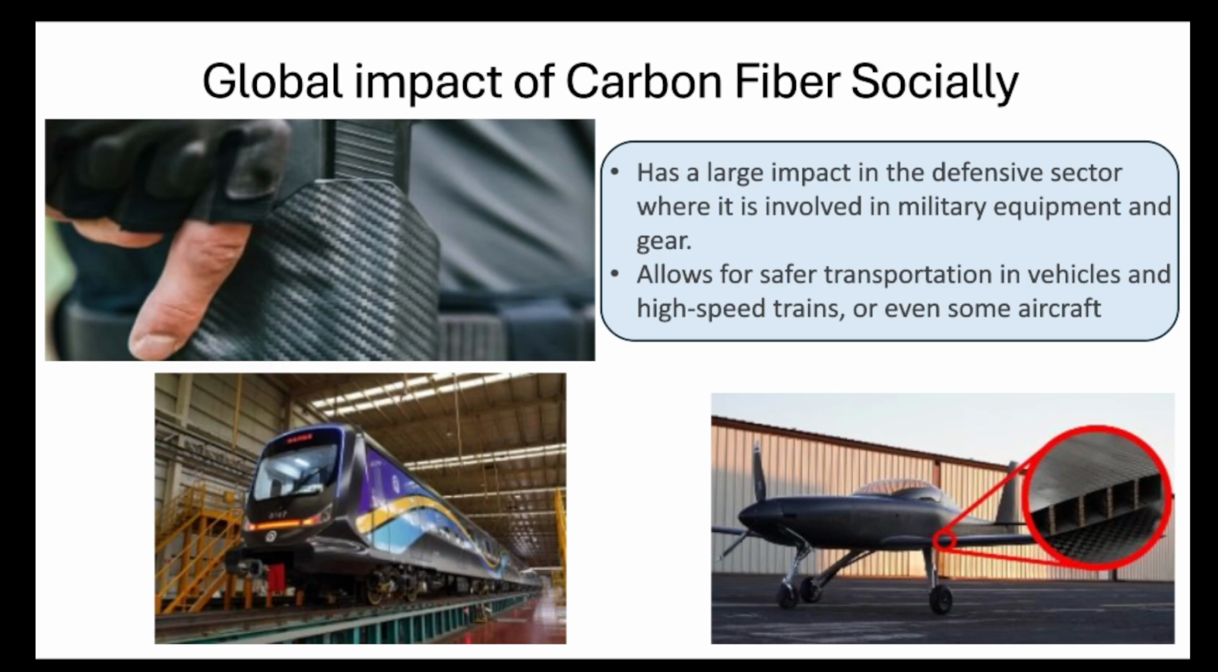So we start here with our global impacts of carbon fiber. And this comes socially, as it is first used in the defensive sector, where it is involved in military equipment and gear. And it's shown here, anything from holsters to body armor to even actually guns. It's used in guns to make them lighter and more resilient and less prone to jamming.